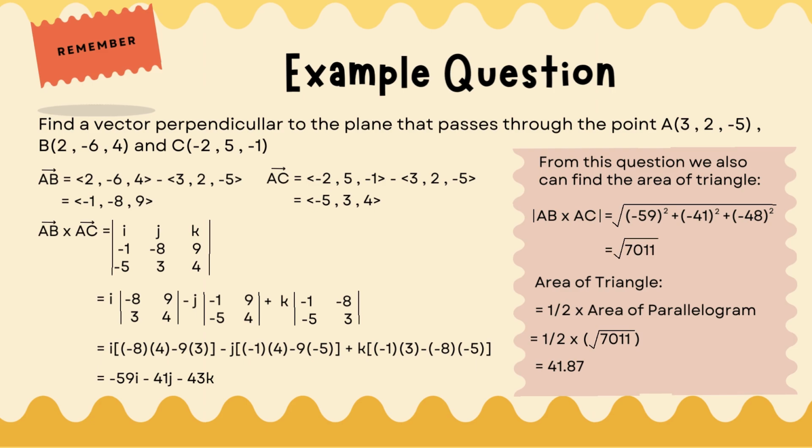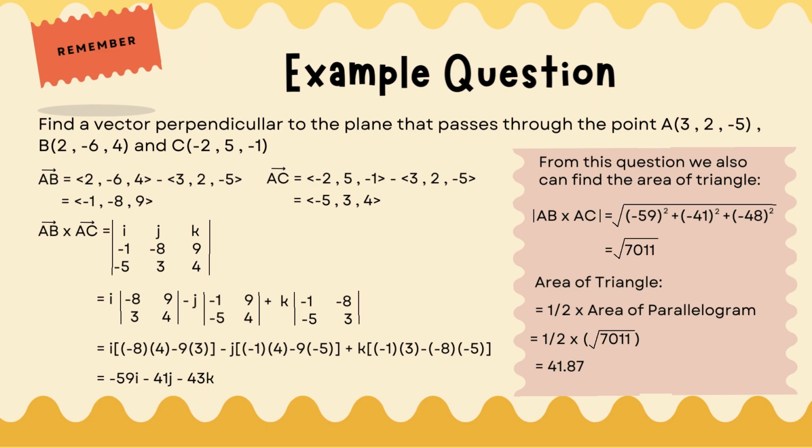the point A, 3, 2 and -5, and point B, 2, -6 and 4, and point C, -2, 5 and -1. First, find the vector from point A to point B, and you will get -1, -8 and 9. Next, find the vector from point A to point C. The answer you will get is -5, 3 and 4.